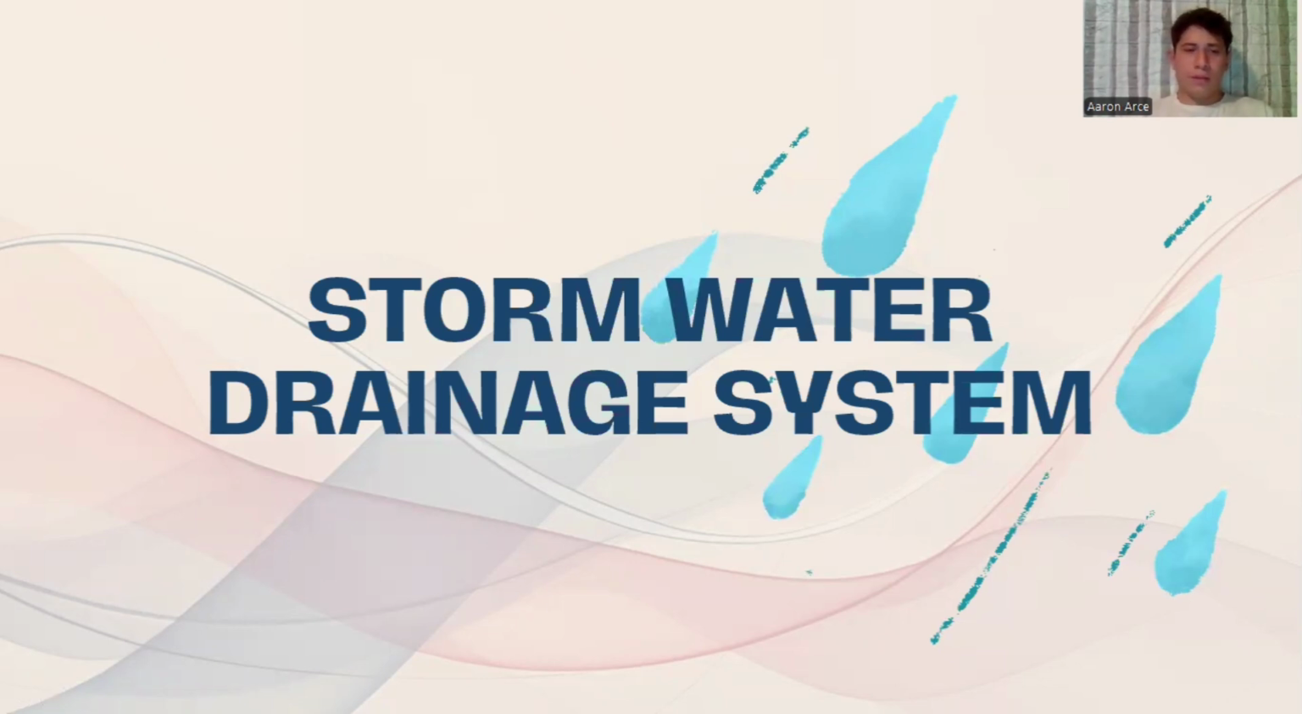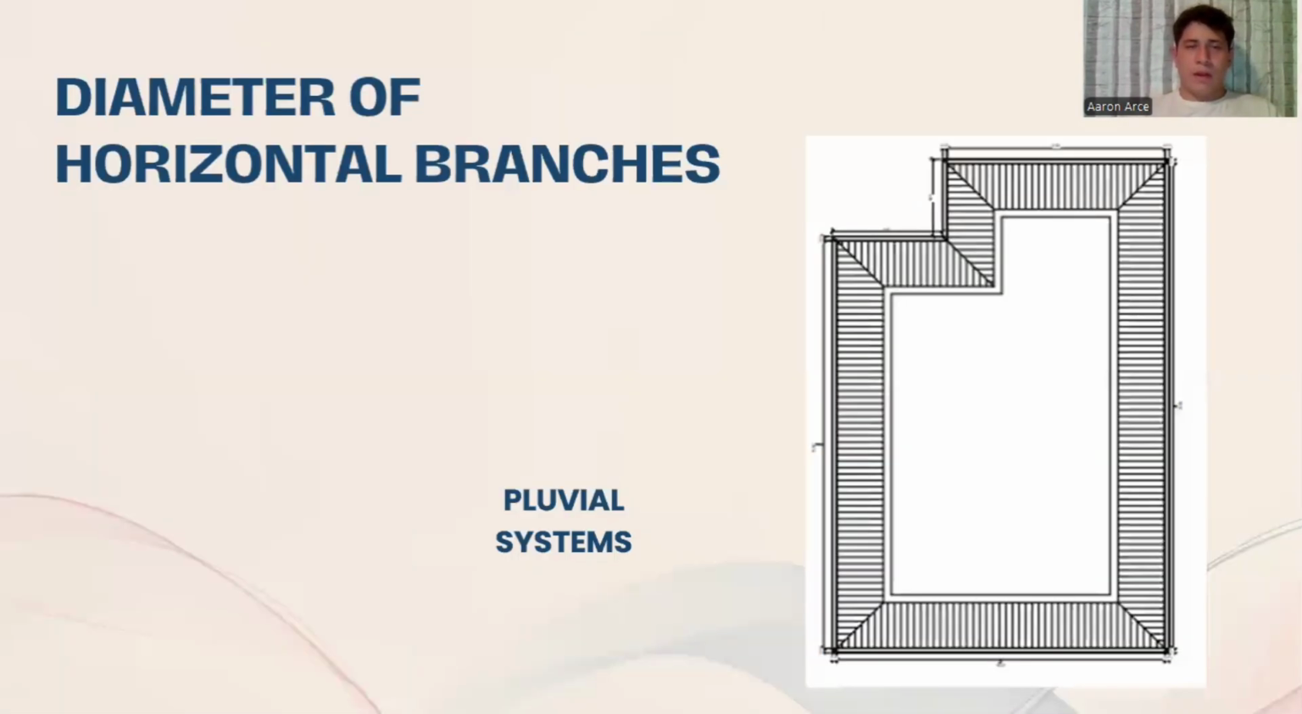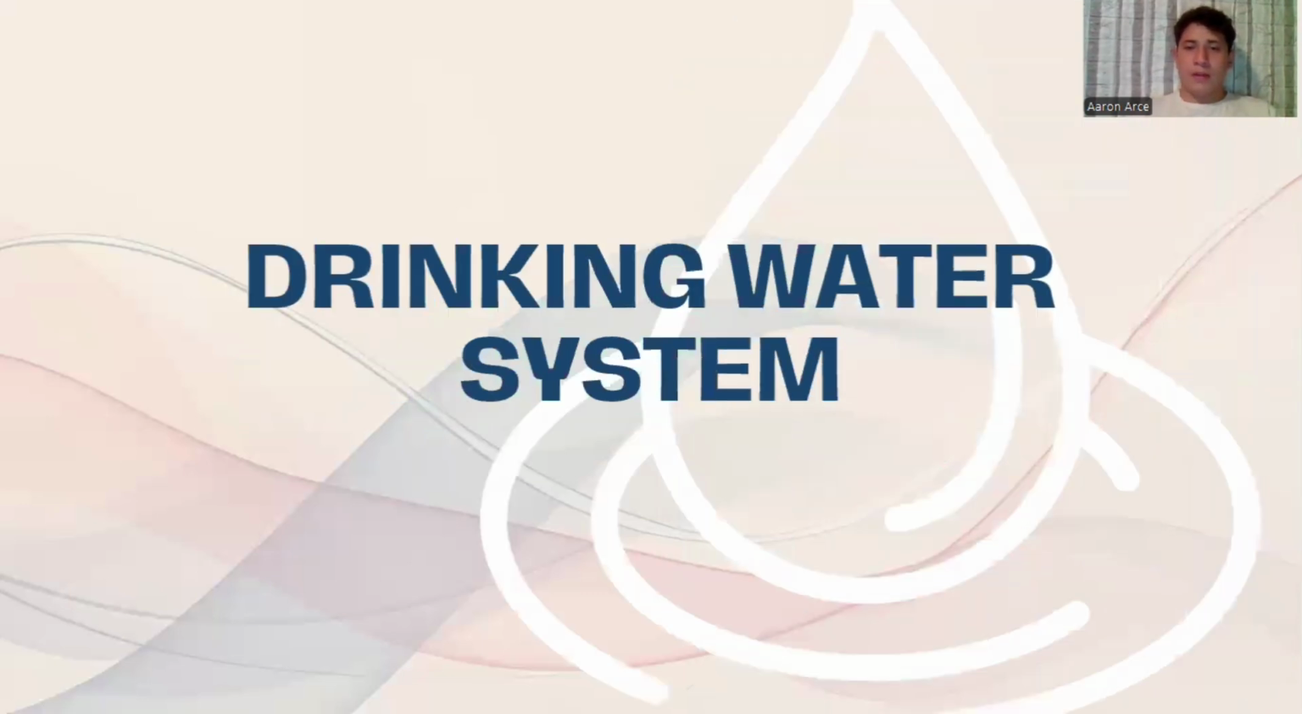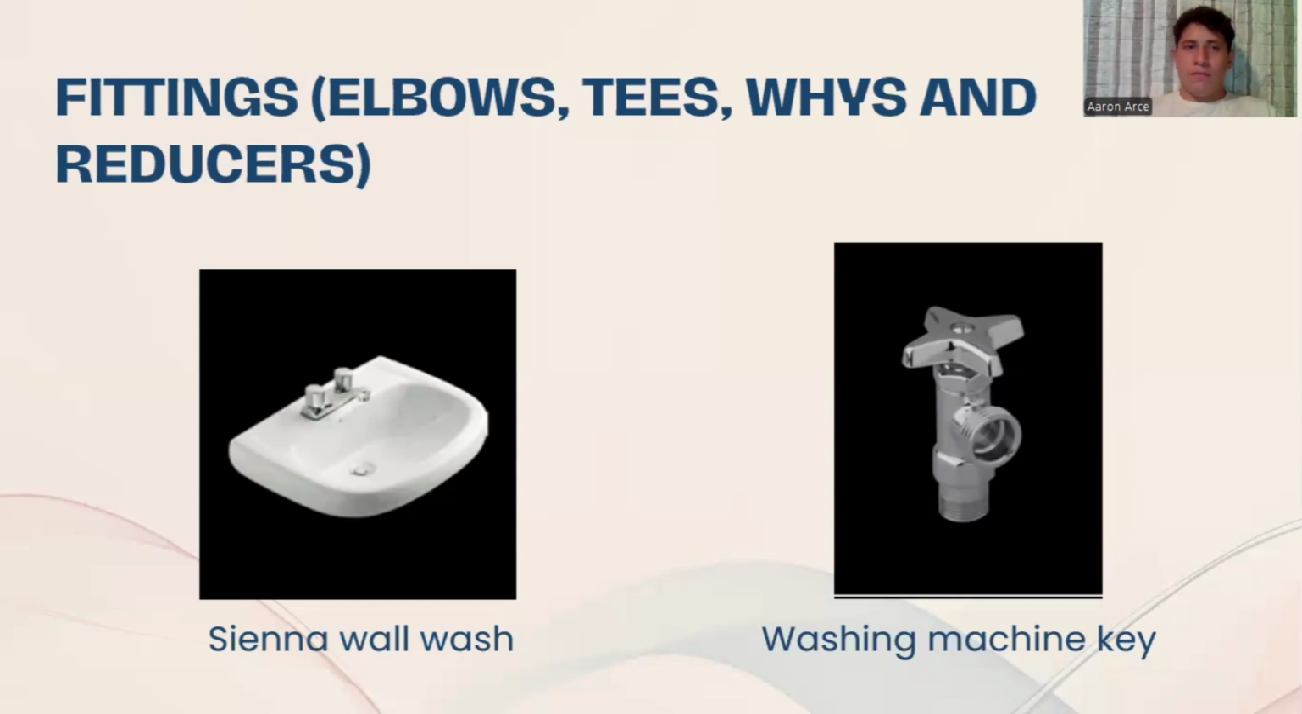Continuation, stormwater drainage system. In this part, we solve the diameter of the horizontal bridge. The roof water will transport rainwater to the ground outside the house, so the bridge should have a diameter of 115 mm. Next, technical specifications, drinking water system. Fittings, for example, elbows, tees, wyes, and reducers.